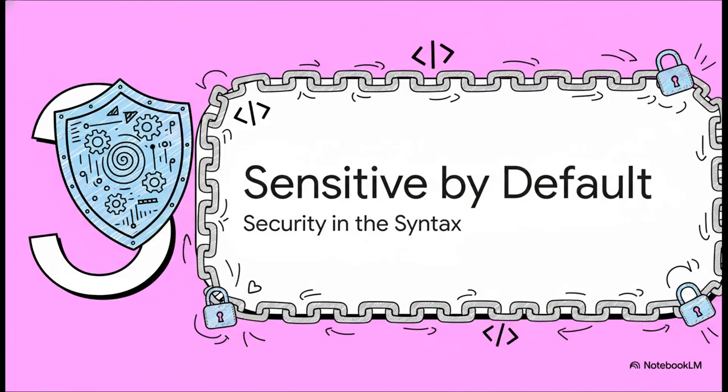And this is the first crucial point. Merg E's first line of defense isn't some extra tool you have to run. Nope. It's built directly into the syntax and the type system of the language itself. It all works on this principle of being sensitive by default.